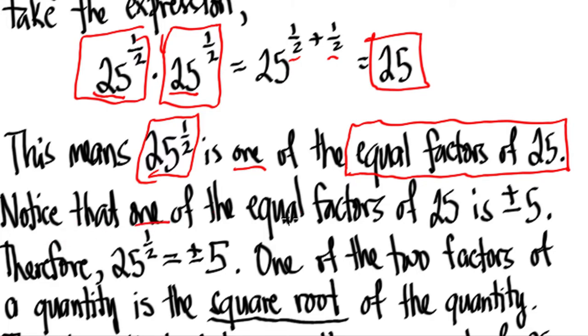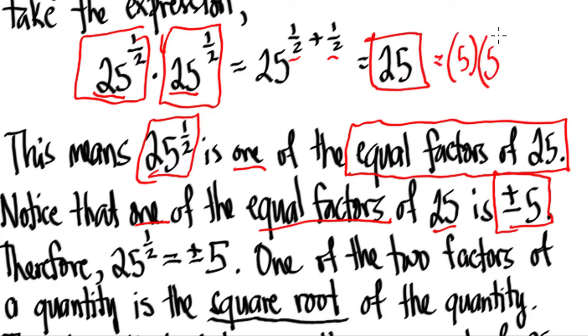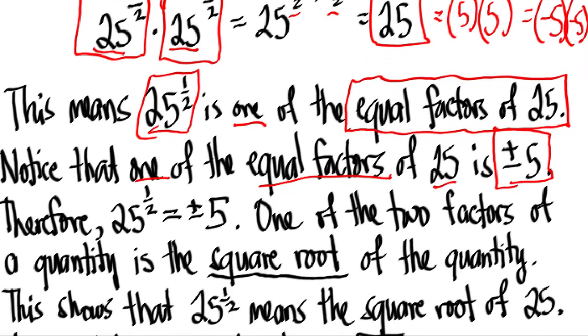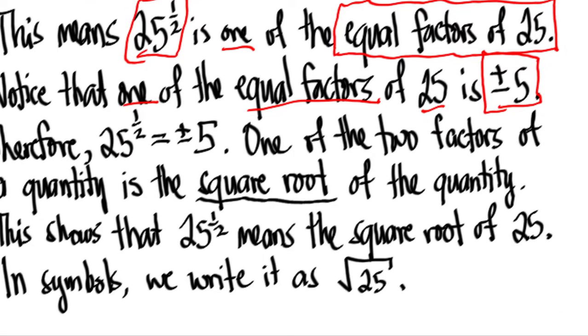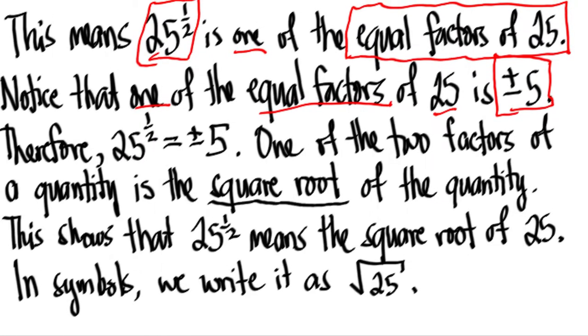Notice that the equal factors of 25 are positive and negative 5, plus minus 5. Because 25 is equal to positive 5 times positive 5. It's also equal to negative 5 times negative 5. So it's either plus or minus 5. Therefore, 25 raised to 1 half is equal to plus minus 5.